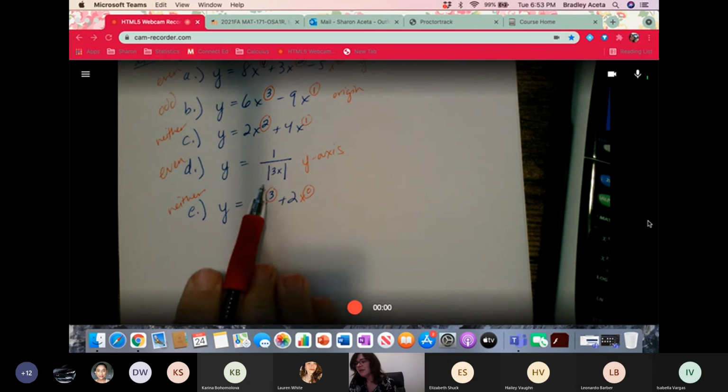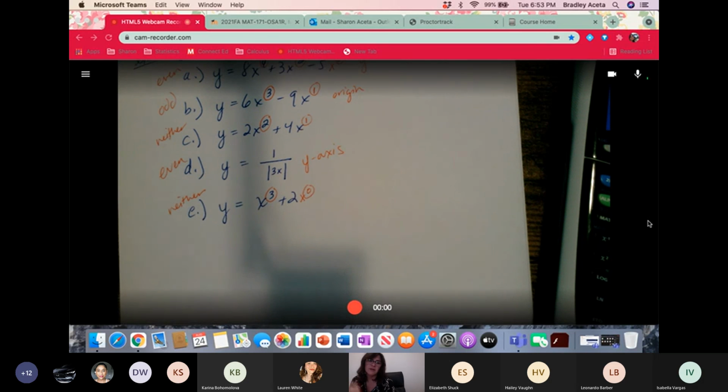Well, you could be an odd even function. Let me say that again. You can't be odd and even. For exponents to be considered even or odd, you have to be all even or all odd.